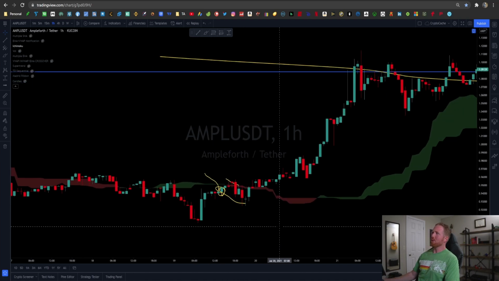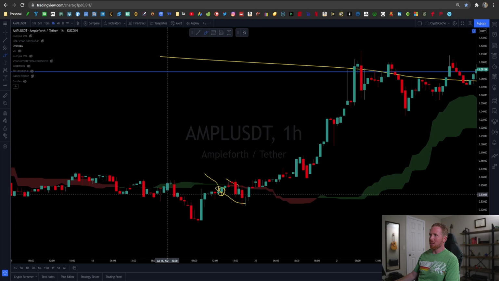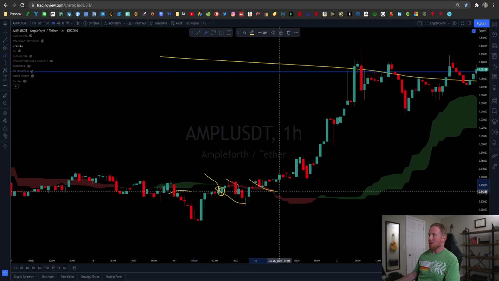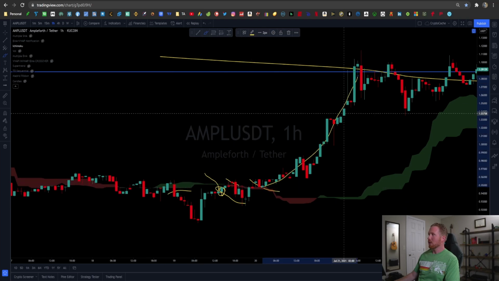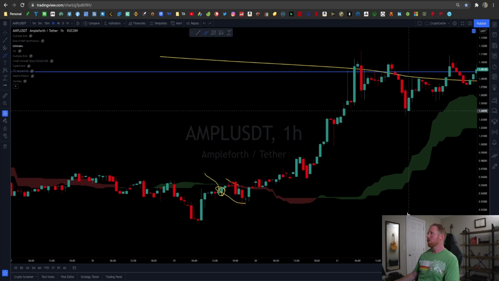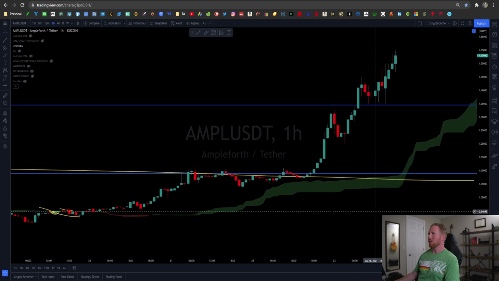Okay, so if you're new to the channel, the Ichimoku cloud just kind of helps us identify good entry points. So if it's below, it's considered a sell signal. So this would have been a good short position. And this is essentially a long position here, as you can see, continued upwards, right? So that's kind of what the common rule of thumb is there.